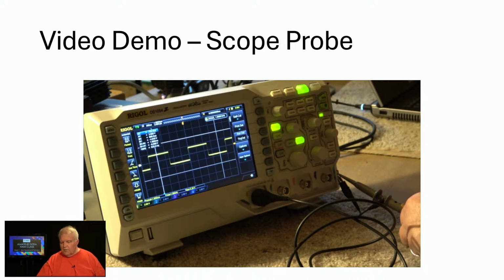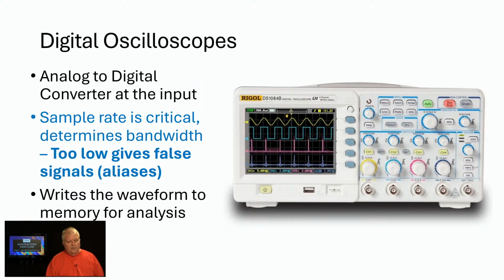So all oscilloscopes will have that capability, whether they be analog or digital, in order to make sure the probe compensation is set properly. For digital oscilloscopes, you'll also have to keep in mind that we talked about the Nyquist theorem, where sampling rate has to be at least 2 times the highest frequency that you want to measure. Well, sample rate is critical. It determines the scope's bandwidth. And if the sample rate of the scope is too low, it'll give you false signals, known as aliases. It'll look like you're measuring something, but it's not a good signal.